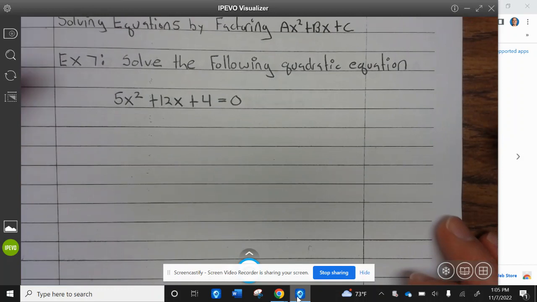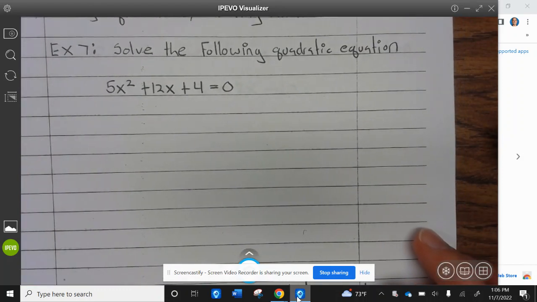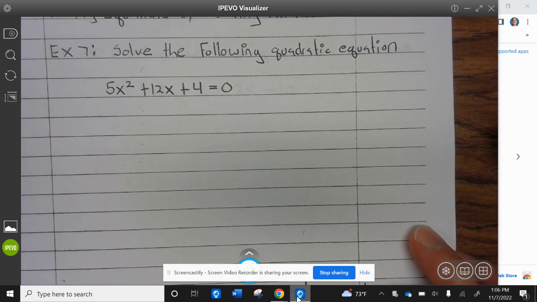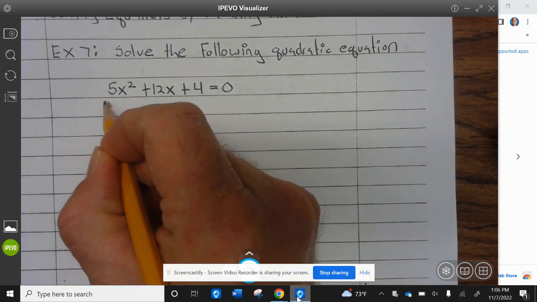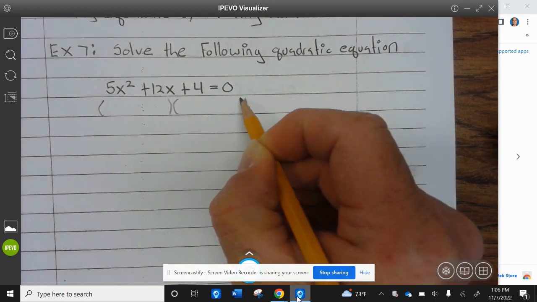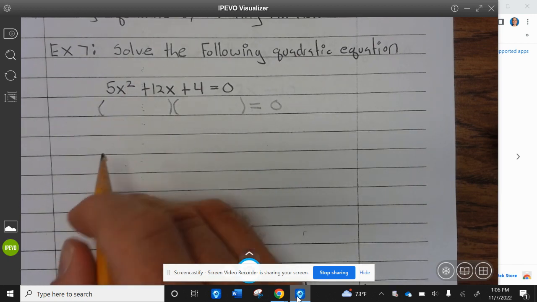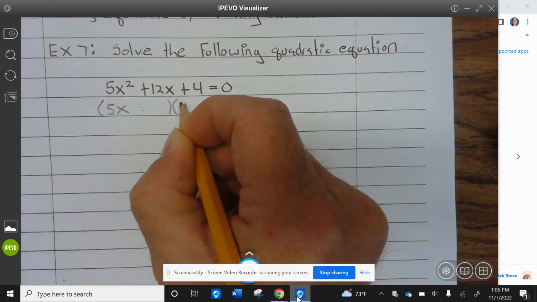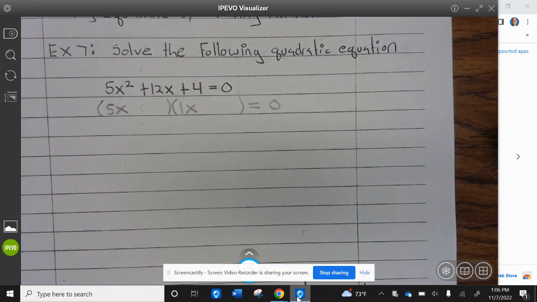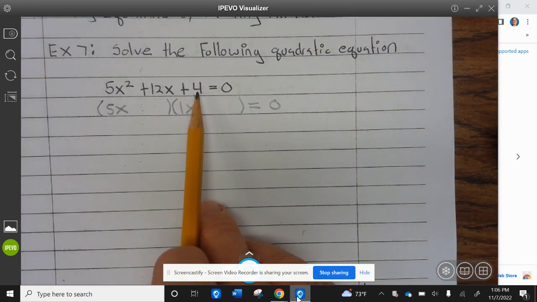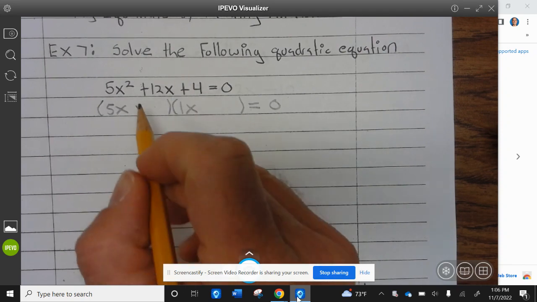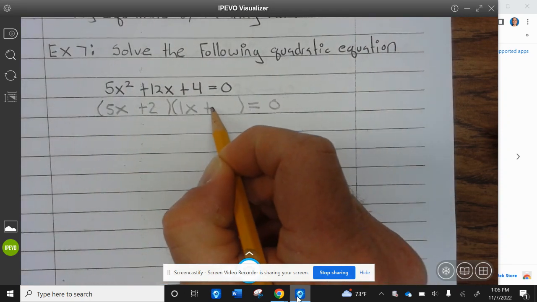All right, example 7. Solve the following quadratic equation. All right, so we know 2 parentheses equals 0. Now, in order to get 5x squared, we can multiply by a 5x and a 1x. And in order to get a positive 4, let's try multiplying by a plus 2 and plus 2.